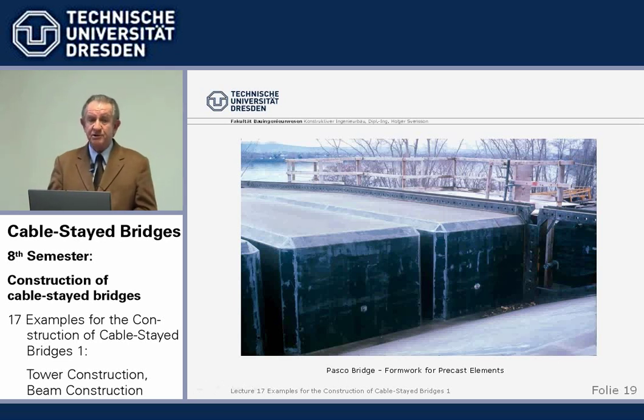So we start with free cantilevering by precast elements and show a few examples. Pasco-Kennewick bridge, which we will see in detail, I think, in lecture 25 or so. There are about 32 precast elements. So it is proper to build steel forms. If we use the form only once, we build it, of course, from timber. But if we have many reuses, then it is effective to build a steel form. This is where the roadway slab goes, and that's where the webs go in.